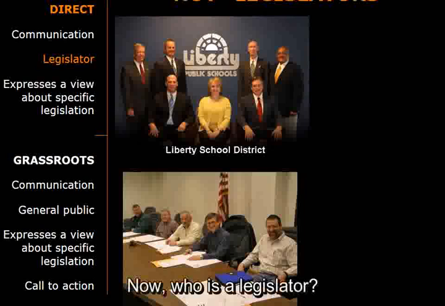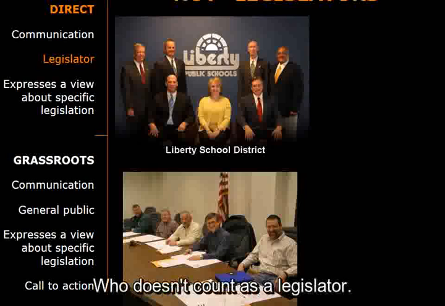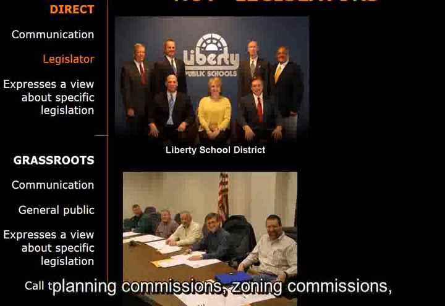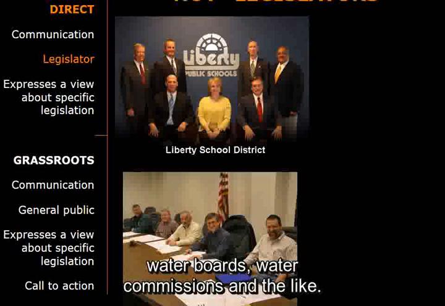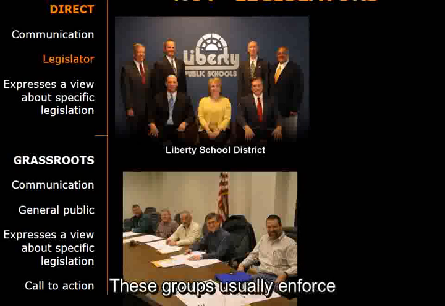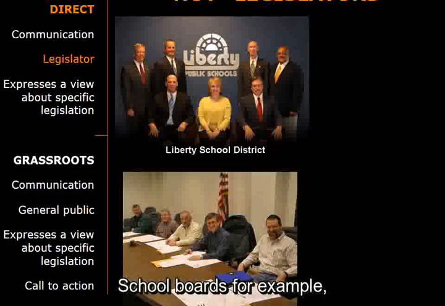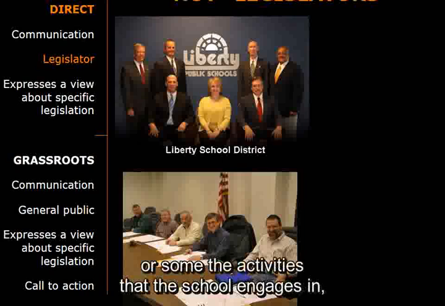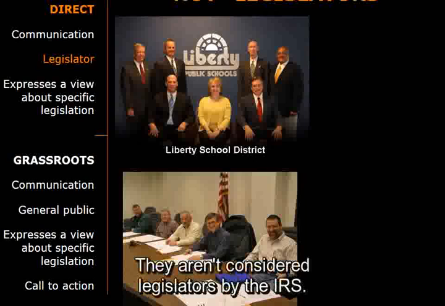Now, who's a legislator? Who doesn't count as a legislator? Well, special purpose boards, school boards, planning commissions, zoning commissions, water boards, water commissions, and the like, these groups usually enforce or they pass recommendations. School boards, for example, sometimes make recommendations on curriculums or some of the activities that the schools engage in or the policies of the school.